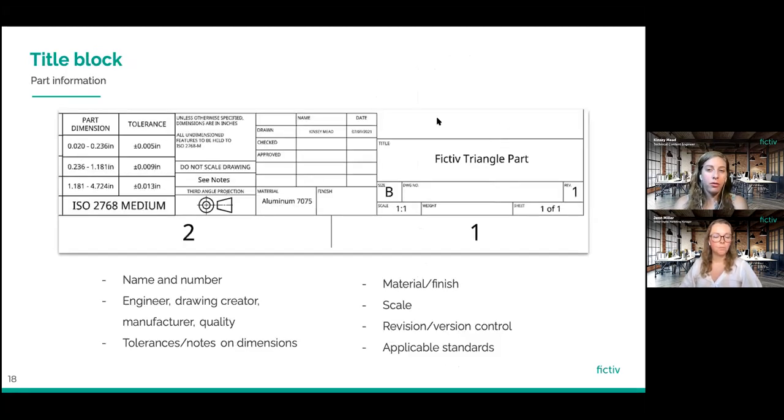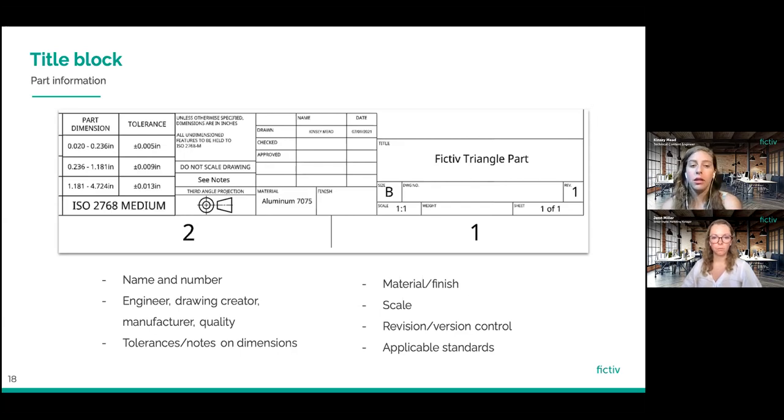Okay, so moving on to some of the other information that you'll want to include on your drawing, we have the title block. This is going to include identification information around your part, like the name and number. Your part name is usually a descriptive name, whereas the part number is how the part is identified on the BOM or in your CAD model. You can also add the engineer, drawing creator, manufacturer, or quality person. I haven't always seen this used consistently on every drawing, but it can be useful to show others who is working on this part, who you might want to notify if you make changes, and who else might be making changes to this part.